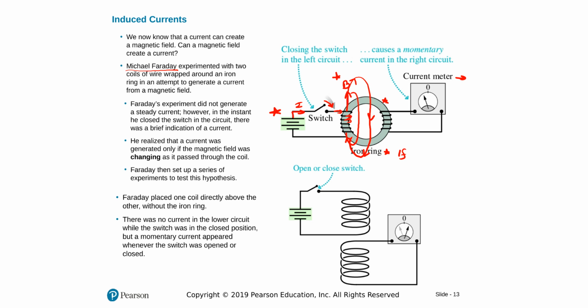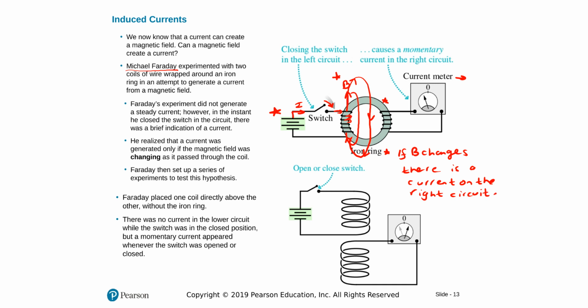If B changes, there is a current on the right circuit.